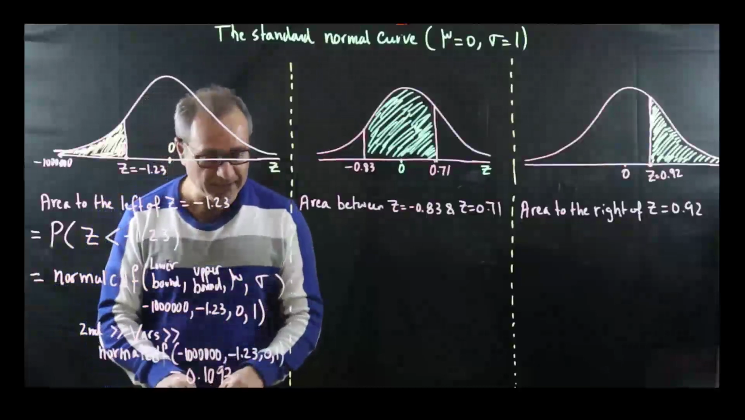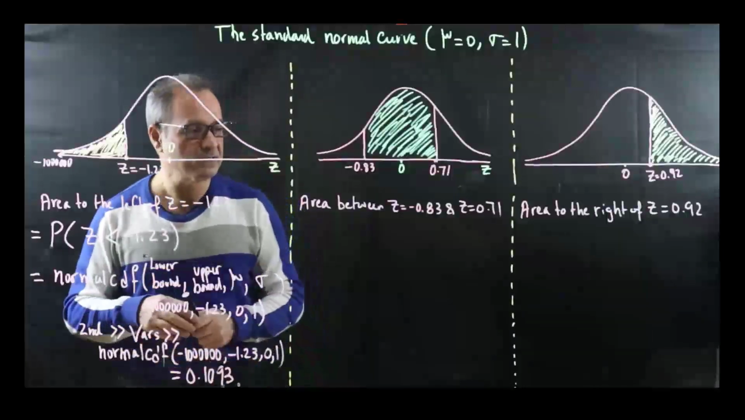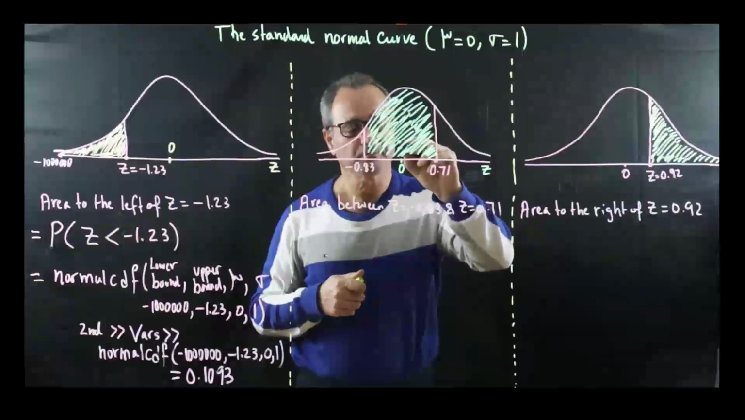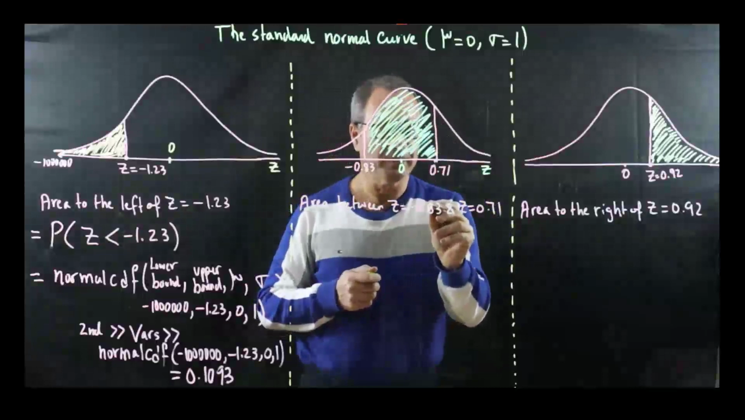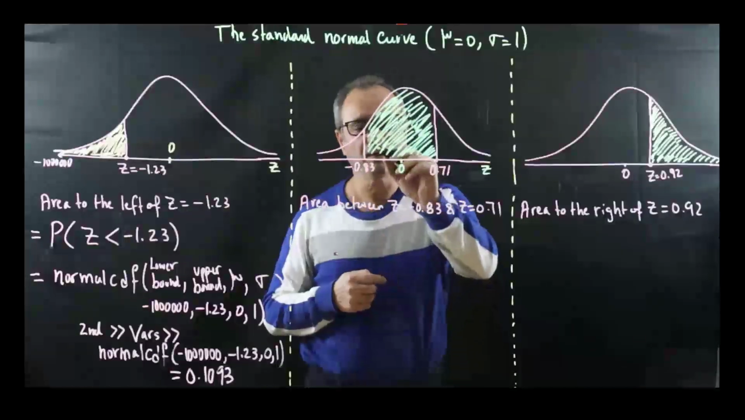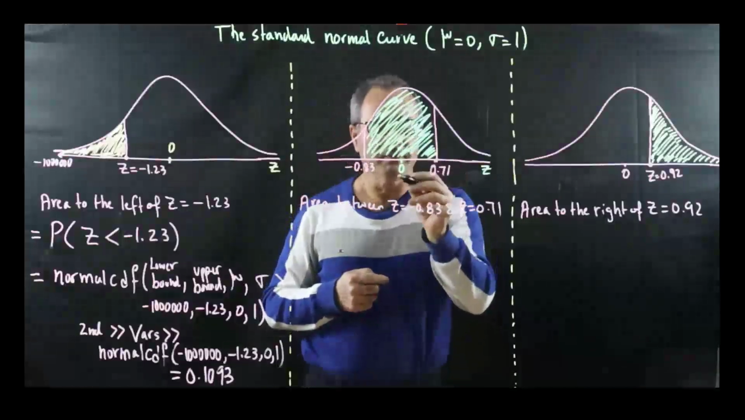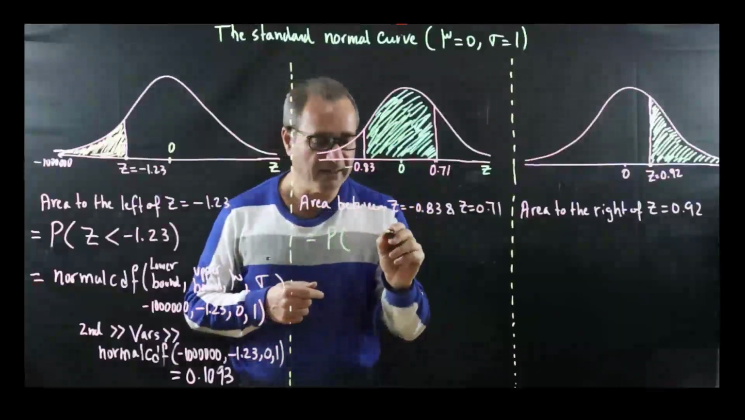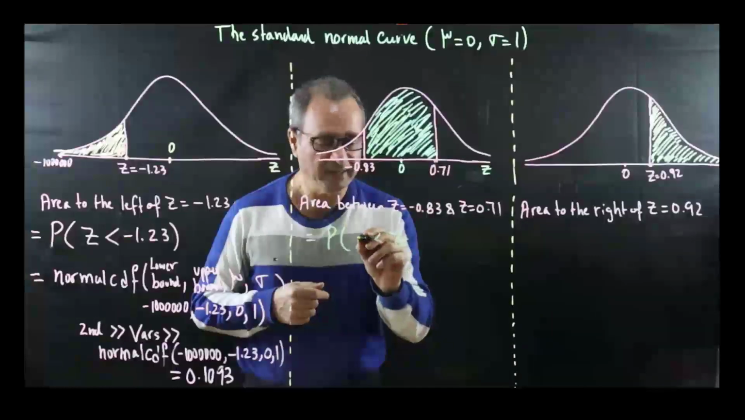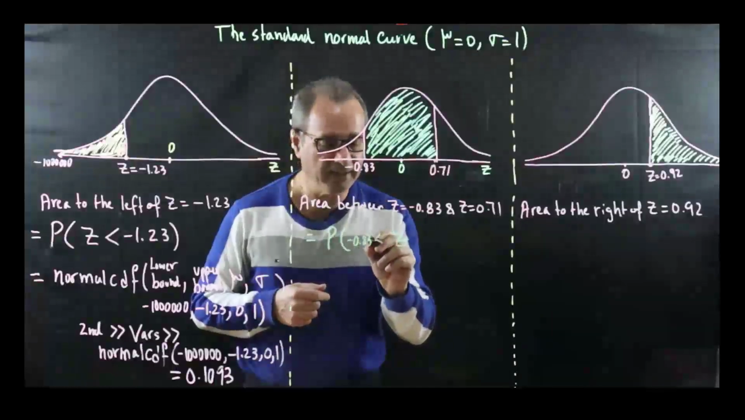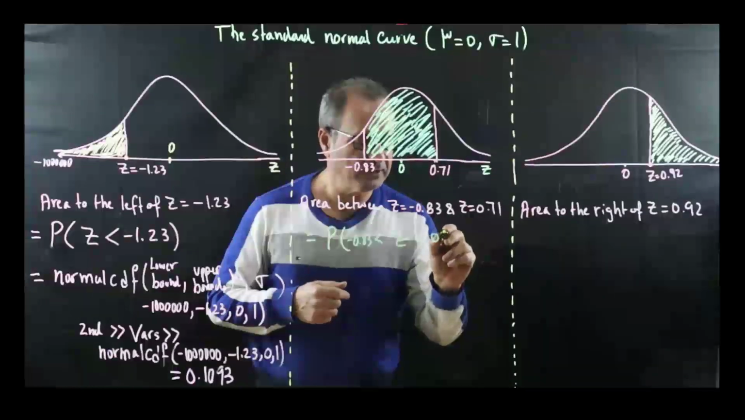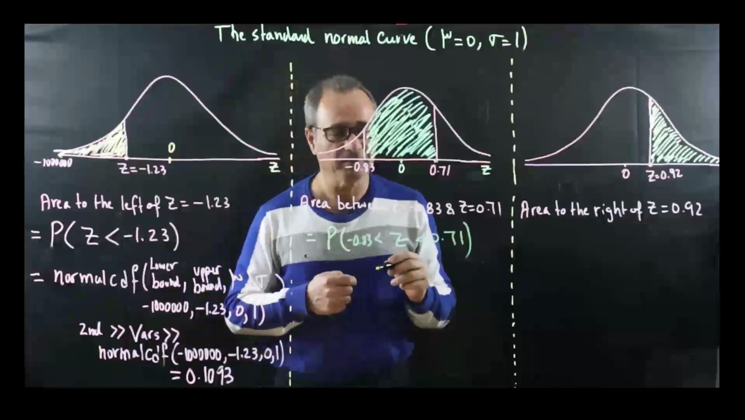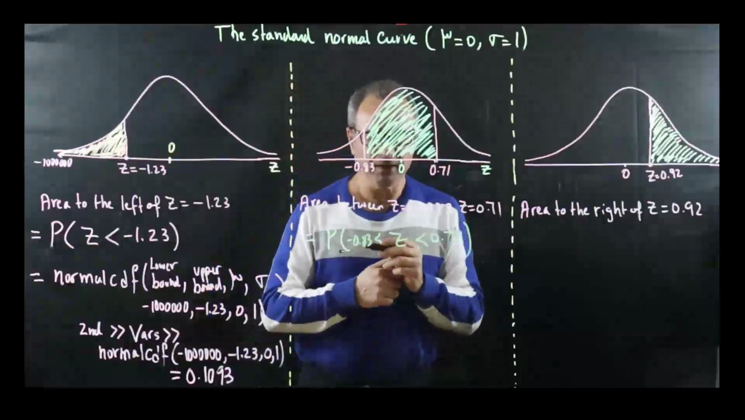Now let's learn how to calculate the areas between two z-scores. So I'm going to go to the next one. We need to calculate this area. It's between z equal negative 0.83 and 0.71. Okay, if you want to convert this to a probability, this is nothing but the probability of z between negative 0.83 and 0.71. Remember, the sum of all probabilities under the curve is 1. So we need this probability.